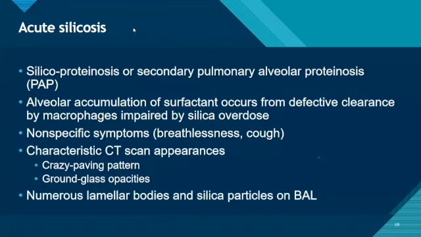Acute silicosis is known as silicoproteinosis or secondary pulmonary alveolar proteinosis. You get alveolar accumulation of surfactant due to defective clearance impaired by silica overload. It's due to the fact that you get exposed to very high levels of silica, and this can be fatal. They generally have non-specific symptoms, and it's characterized by a CT appearance, which we know of as crazy paving and ground glass opacification. And if you do a bronchoalveolar lavage, you'll find numerous lamellar bodies and silica particles.